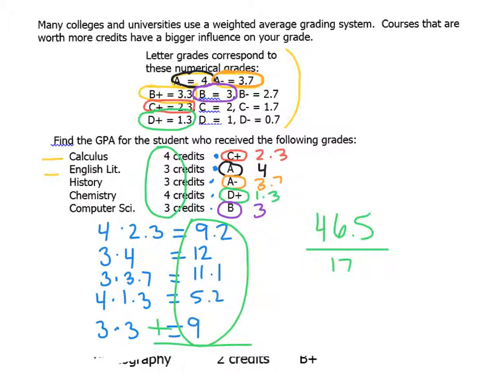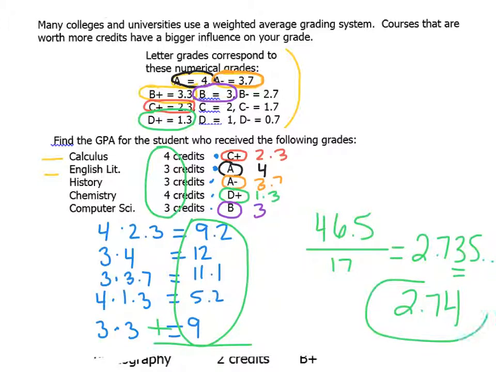So we're going to do 46.5 divided by 17, and that means that their GPA for this semester would have been 2.735, and the calculator goes on. So we're going to round to the nearest hundredths place, which would be 2.74 GPA. Okay, so their GPA would have been a 2.74.